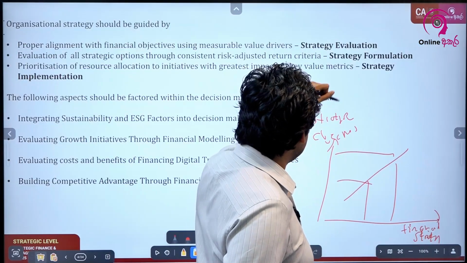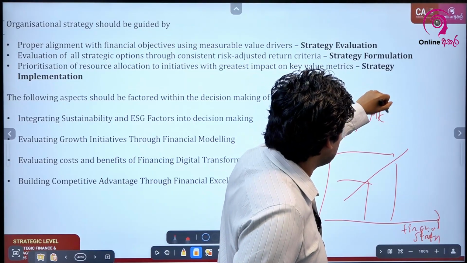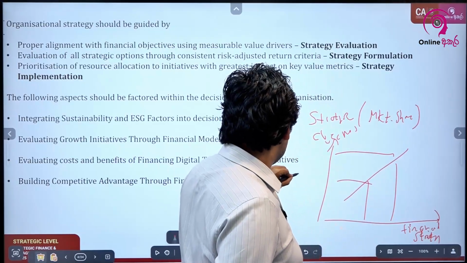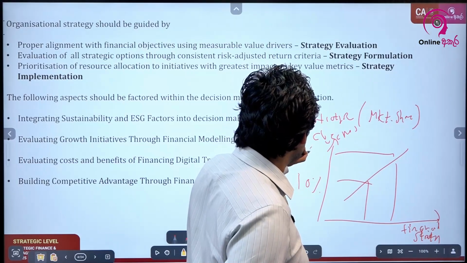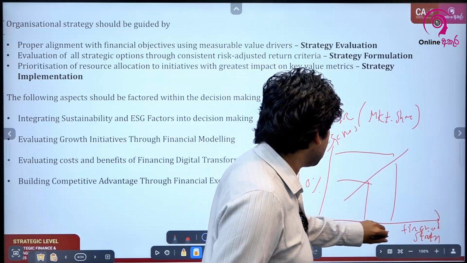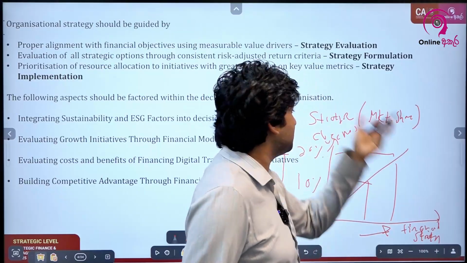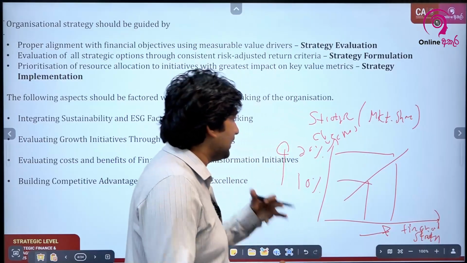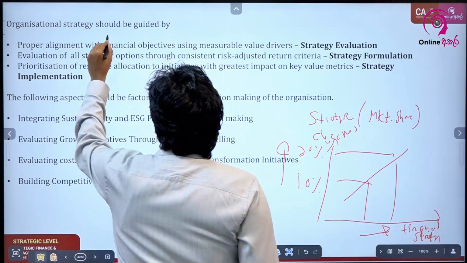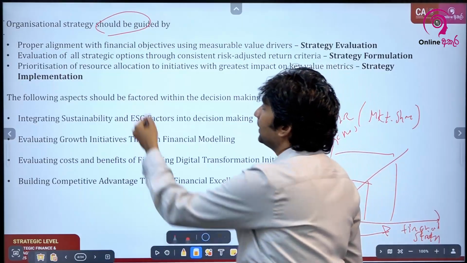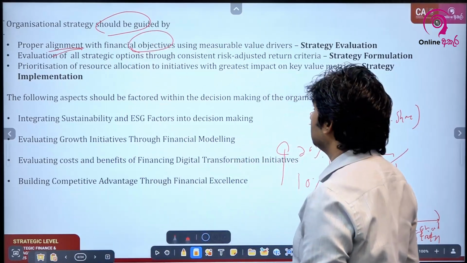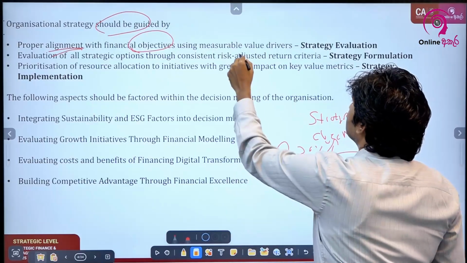Let's say market share is a strategic objective. The company wants to increase the market share from 10% to 20%. That is a strategic objective. So your financial strategy should be related to this strategic objective. This alignment should be there. Then only your financial strategy will be successful. So organizational strategy should be guided by proper alignment. As I spoke earlier, there needs to be an alignment between your financial objectives or strategy and measurable value drivers.